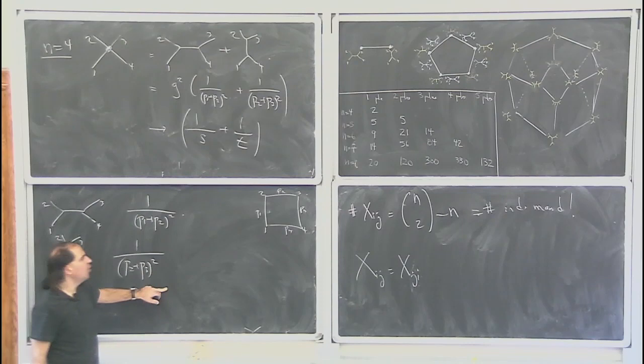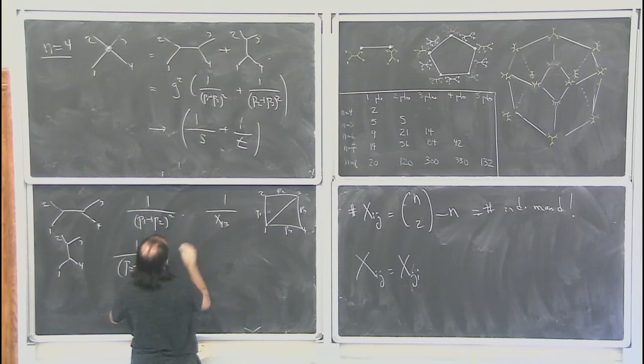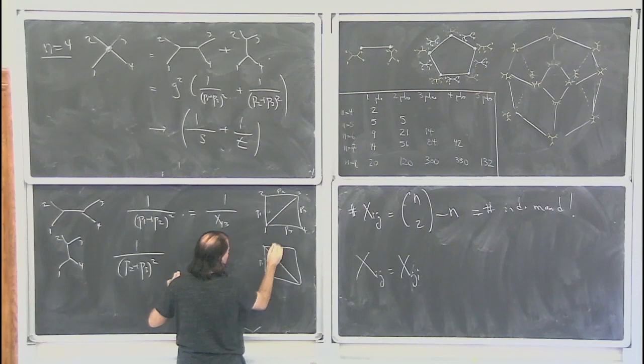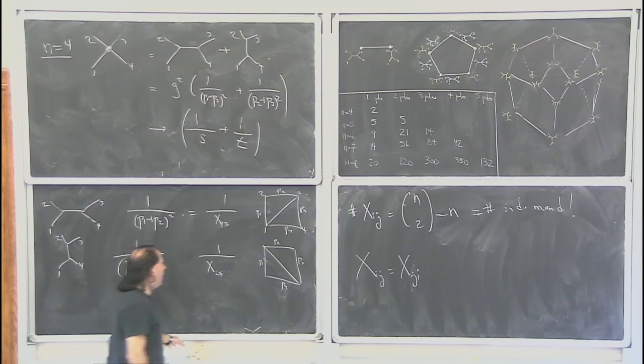So who is (p1 plus p2) squared? Well, that's this guy. So that's 1 over x13. And what about this guy? It's the other one, right? p1, p2, p3, p4. This is 1 over x24. Okay? Let's do our next example.